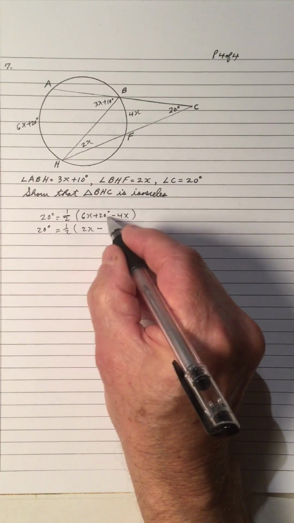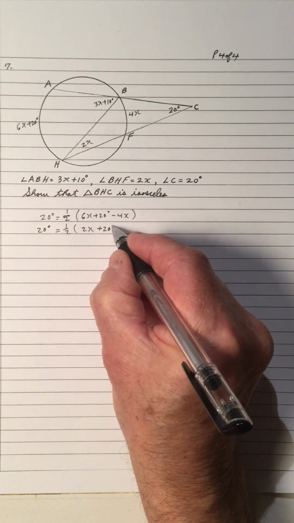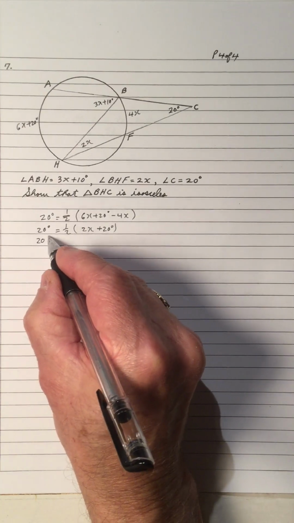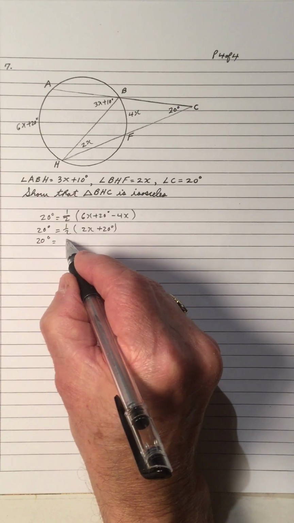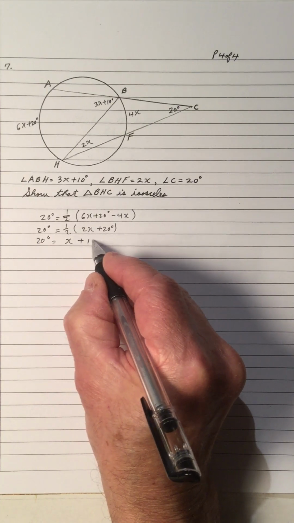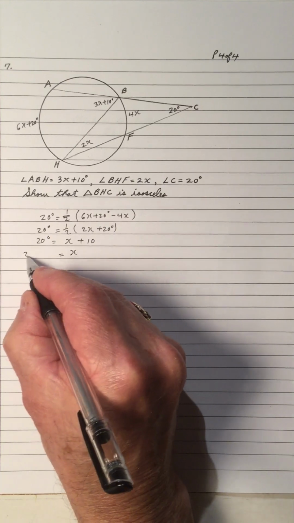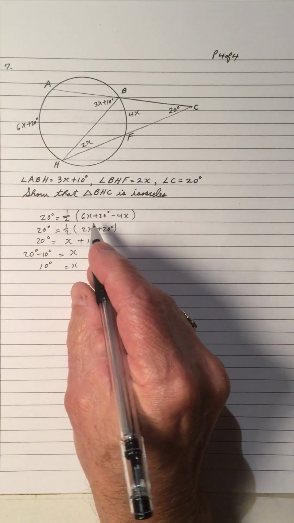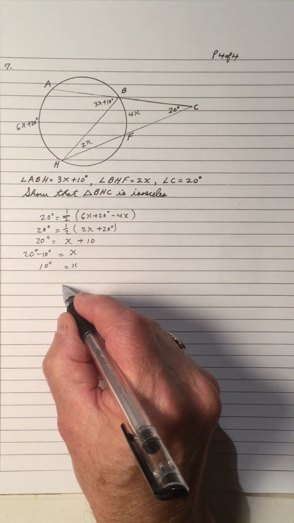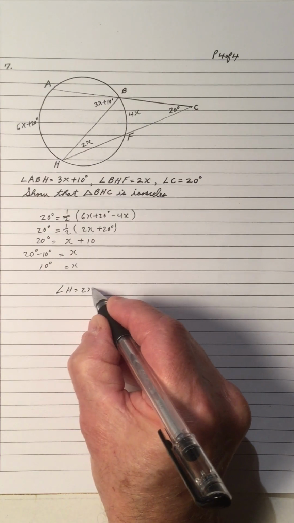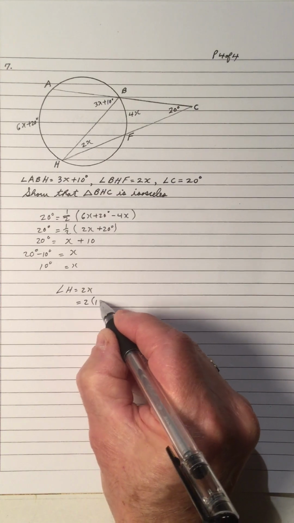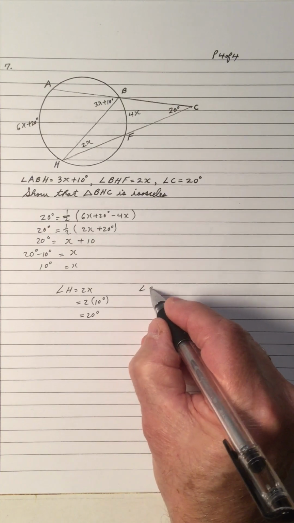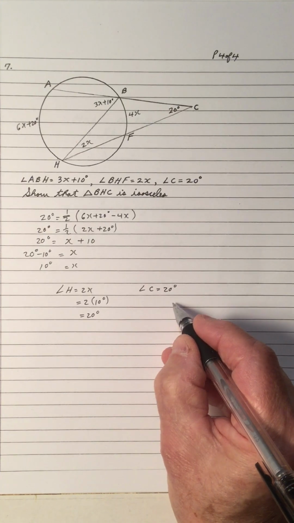Now we're going to simplify the inside first by PEMDAS. So 6x minus 4x is 2x, plus 20. And again, they're even, so half of 2 is 1, half of 20 is 10. So I leave the x there. 20 minus 10, so x is 10 degrees. So that means that angle H is 2x, so that's 20 degrees. And angle C is 20 degrees.